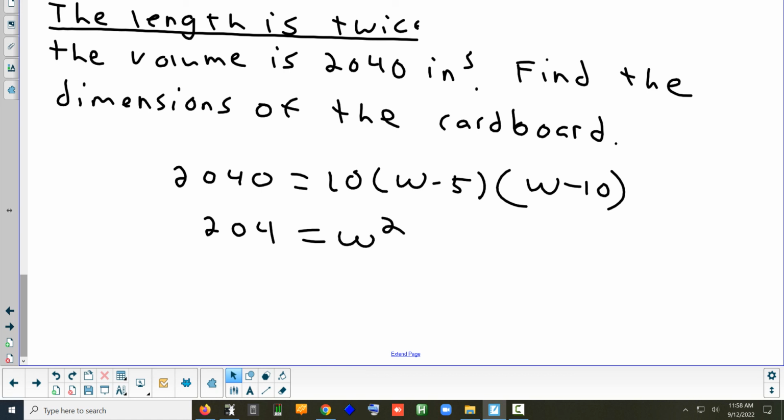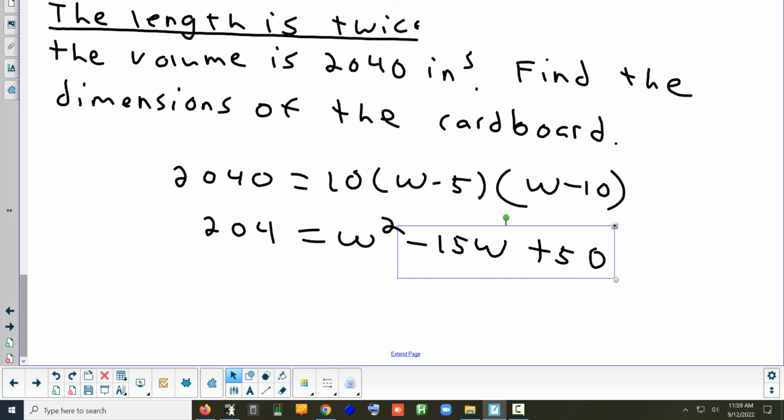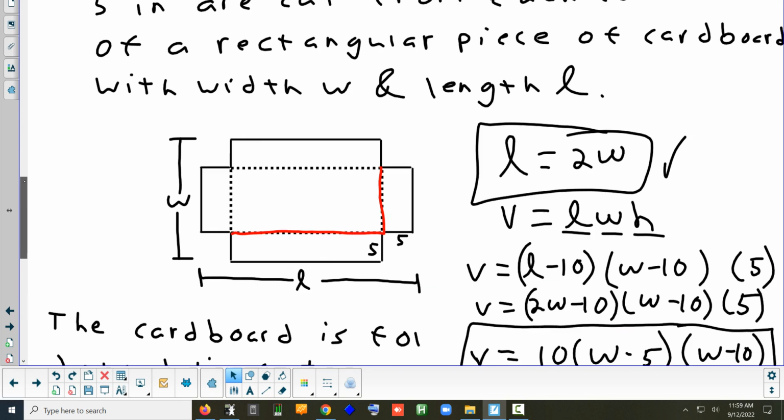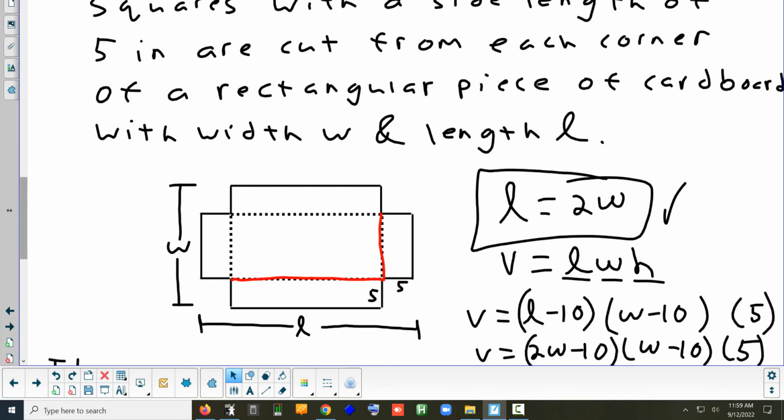W squared minus 10W minus 5W plus 50. And basically, what kind of equation do we have there? It's not quite in the format yet, but it's a quadratic, which we want to get equal to 0. And now just use the quadratic formula. That will give you the width of your original piece of cardboard. They wanted to know the dimensions, so you've got the width, double it, and that will be your length.